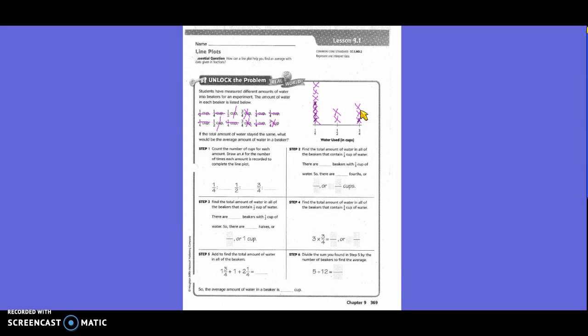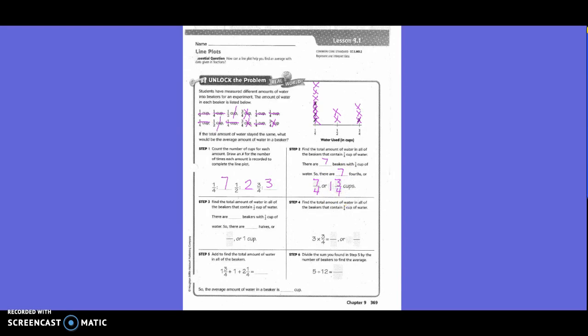So we did that, right? How many 1/4 do we put? So how many X's? 7. How about 1/2? 2. How about 3/4? 3. Step 2, find the total amount of water in all of the beakers that contain 1/4 of a cup. So how many beakers have 1/4 of a cup? 7. So there are 7/4. That is an improper fraction, but what is it as a mixed number? 1 and 3/4.